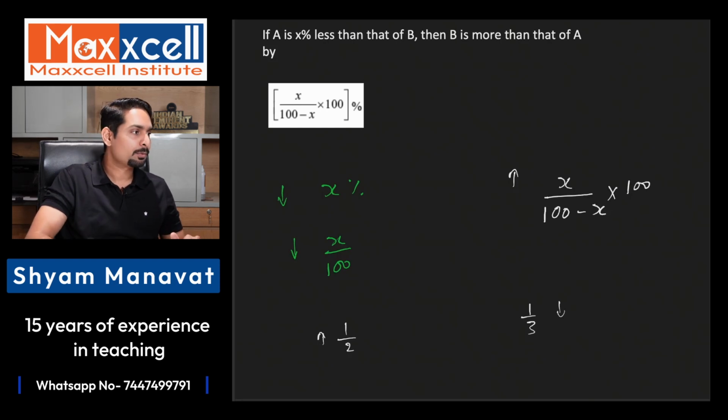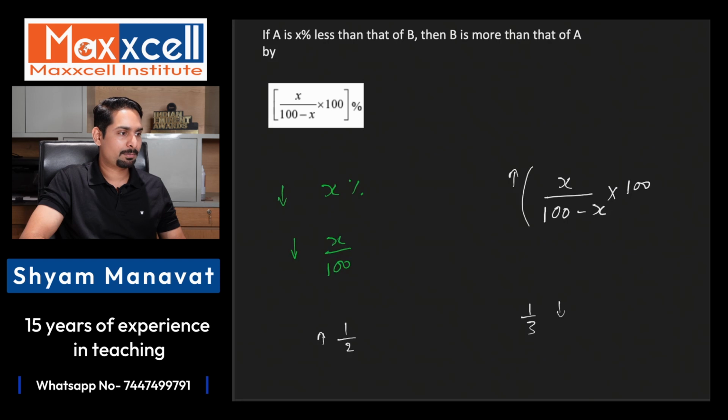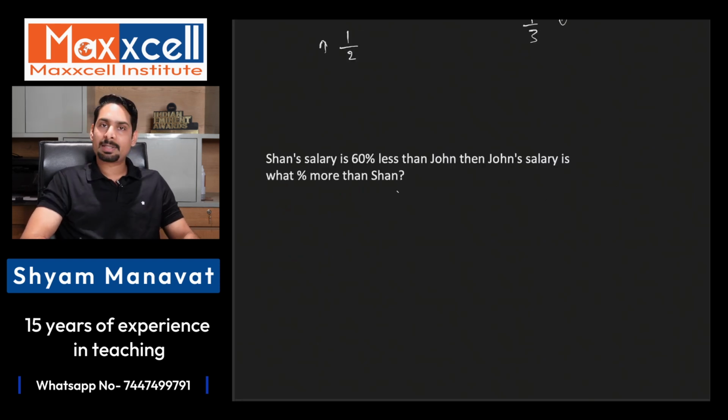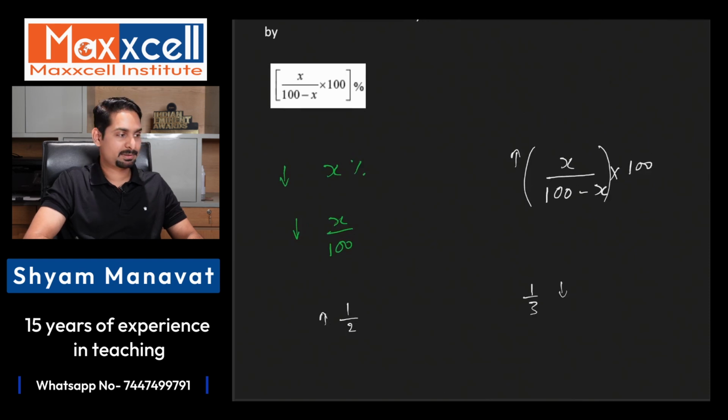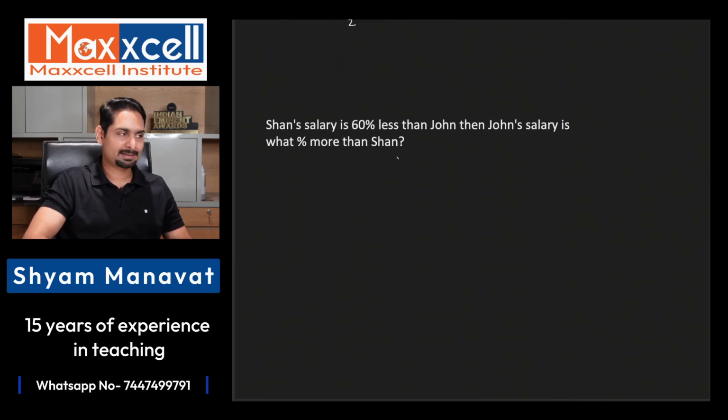Okay, so if it is x% less, then for more you need to decrease the denominator. You make it x upon 100 minus x into 100. This is for the percentage. All right, so let me give you one example here. If percentage decrease is given, then how to find percentage increase? Let's say this is one example.